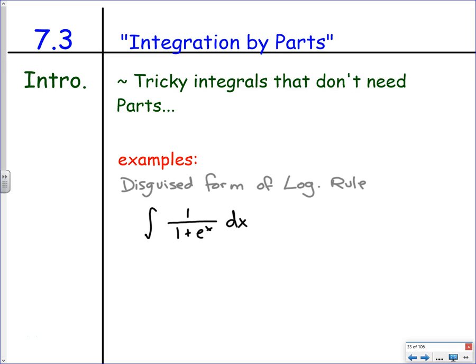Who else? Kelly, what do you think? A way to start? I don't have it. You don't know? I'm just trying to look for ideas. Anybody try anything? Brandon, what do you think? I don't know. Would you be 1 plus e to the x? That's what I would have thought, right? Okay. So what if u is 1 plus e to the x?